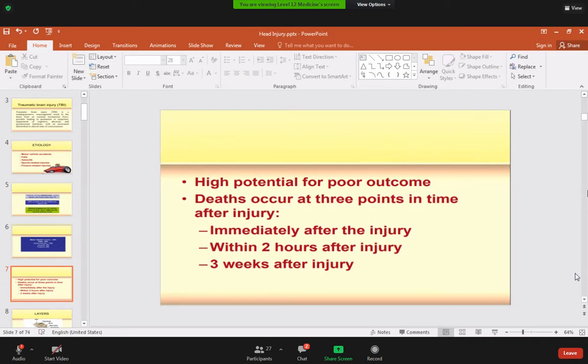Deaths usually occur at three points in time after injury. Some patients have such life-threatening injuries that they die immediately at the spot, so it is called at-the-spot death. Some have injuries that may cause death within 2 hours, and some have injuries that may have a delayed mortality. So the mortality can be immediate, it can be urgent within 2 hours, or it could be delayed, within 3 weeks of the injury.